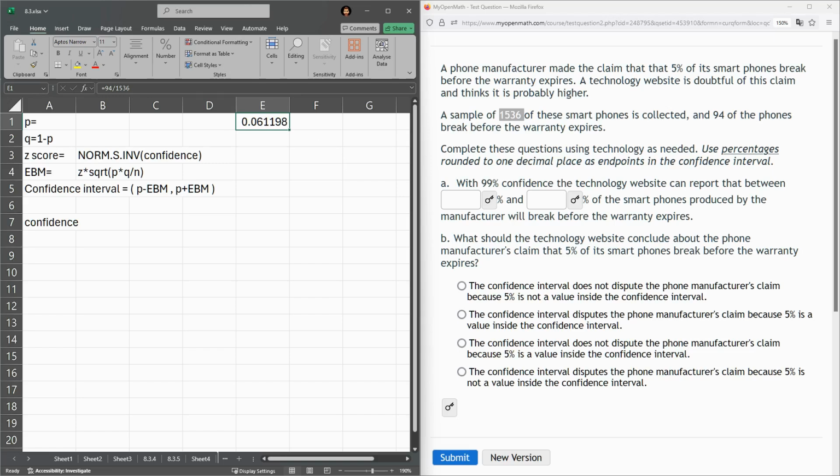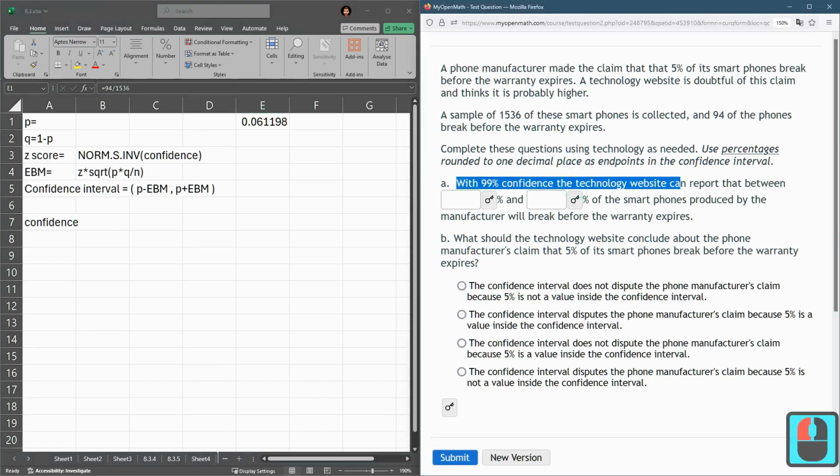It's 6.1% or 0.061. So it's not a lot higher than 5%, but it is a little higher. What we're going to do is construct a confidence interval with 99% confidence.